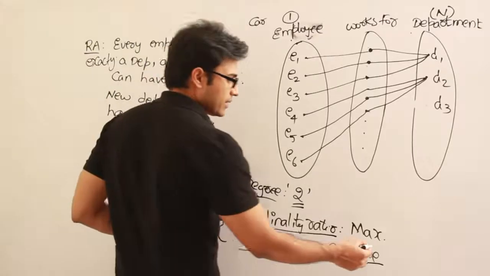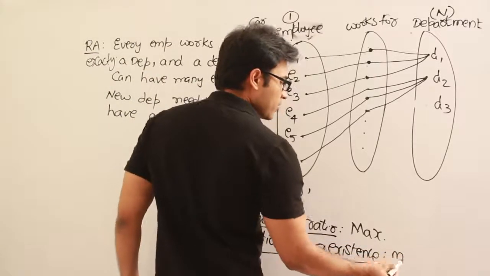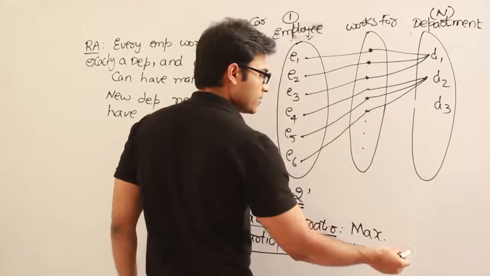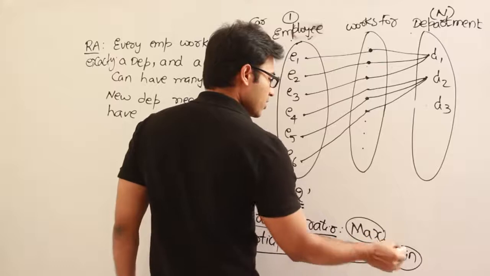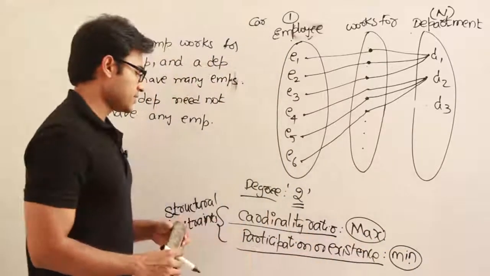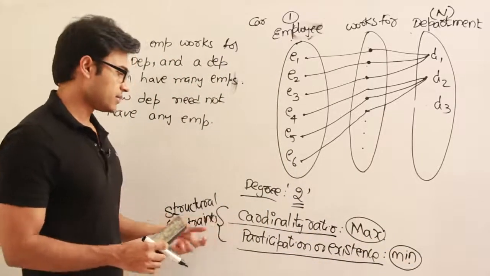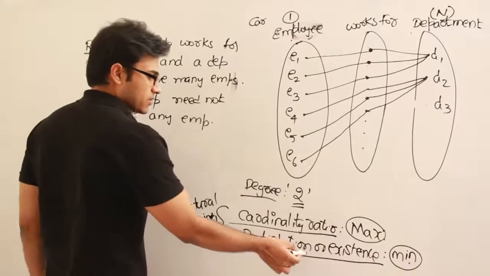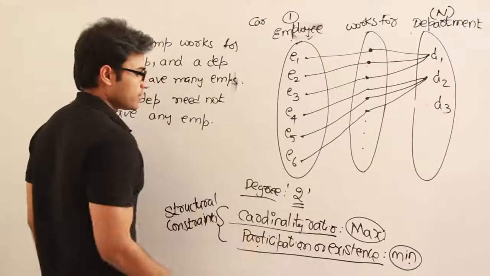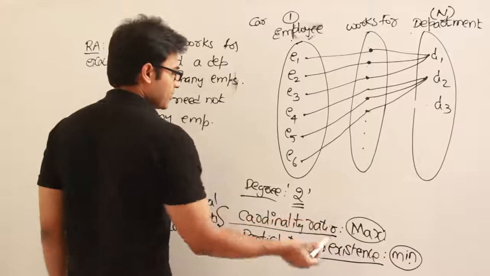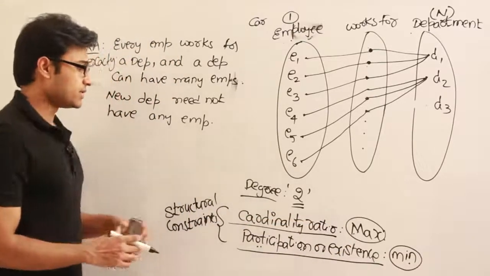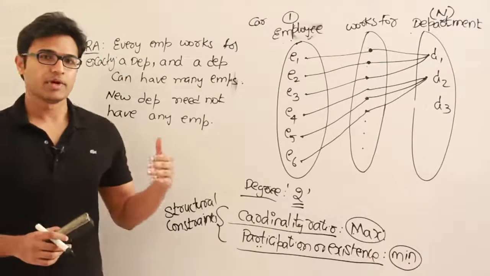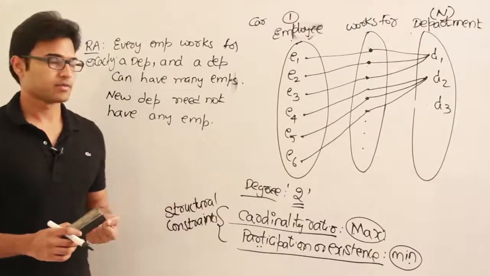Now, what is participation? When cardinality says the maximum number of relationships an entity can participate in, participation says the minimum number of relationships an entity can participate in. Sometimes this participation is also called minimum cardinality, because it discusses how many minimum relationships an entity can participate in.